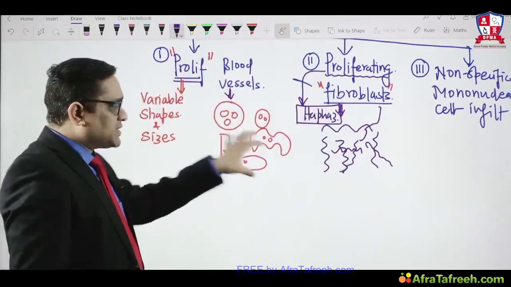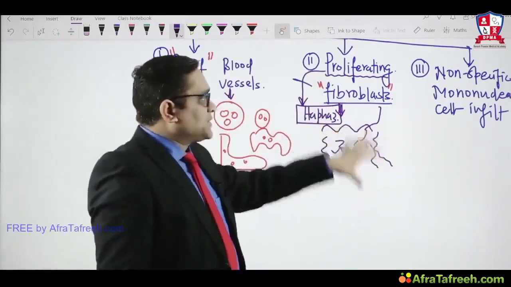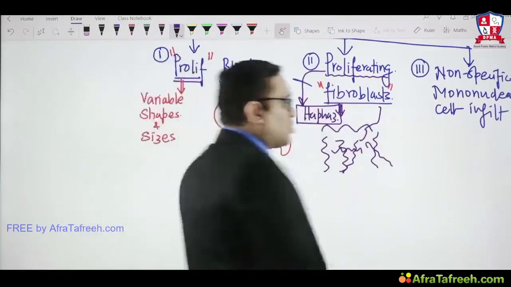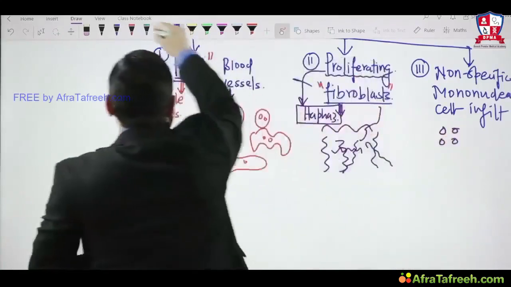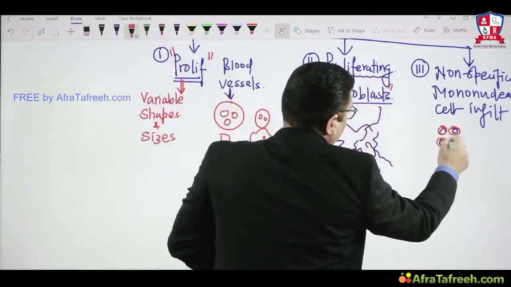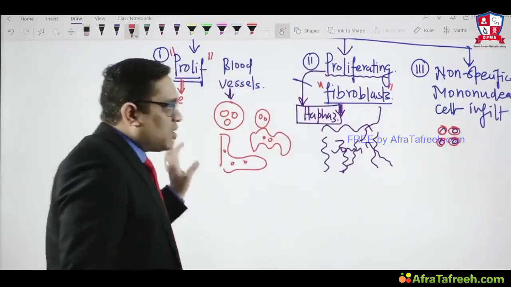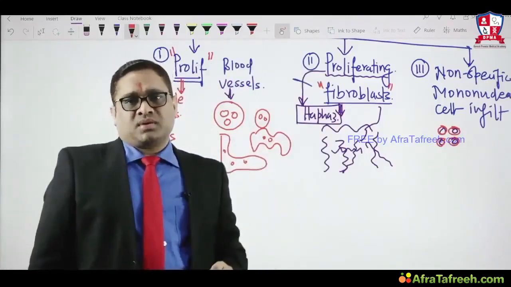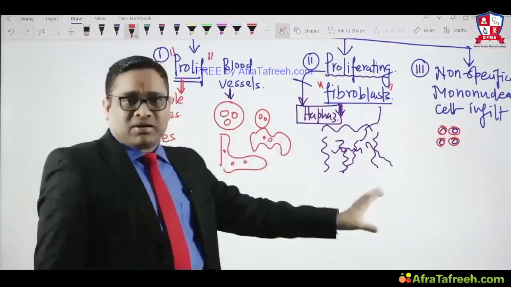So variable shapes and sizes of the lumen containing RBCs, and then wavy fibers, proliferating fibroblasts which are disorganized. And mononuclear cells: you will see a nucleus, a mononuclear cell, with a small cytoplasm like this. This will be called non-specific mononuclear inflammation. So that is how we come to a conclusion that we are looking at granulation tissue, right? So this is called granulation tissue. This is how we will be seeing granulation tissue.